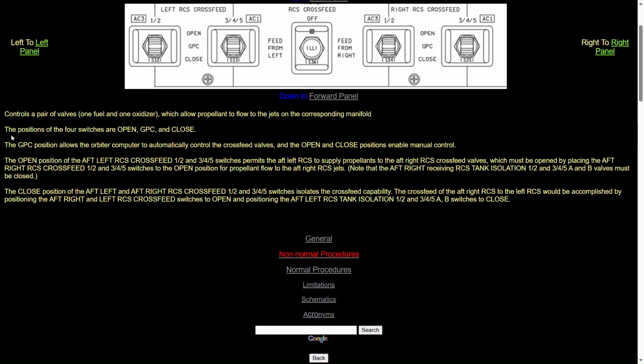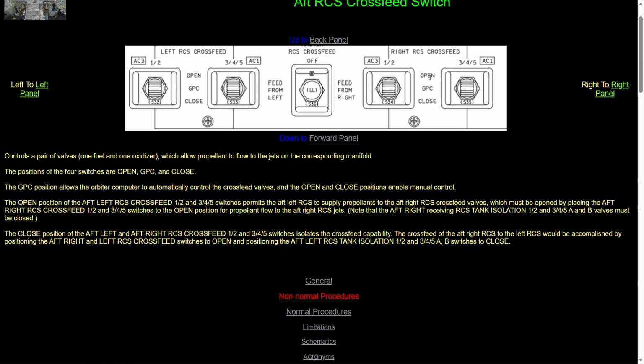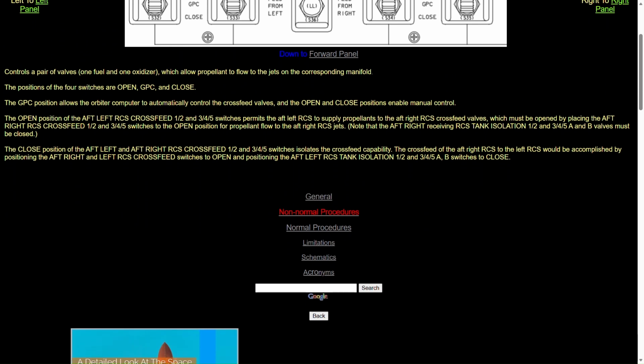So the positions of the four switches are open, GPC, or general purpose computer, and close. The GPC position allows the orbiter computer to automatically control the crossfeed valves, and the open and close positions enable manual control. So with GPC, the computer is doing all the crossfeed work for you, and open and close is when you're doing it, bypassing the computer.